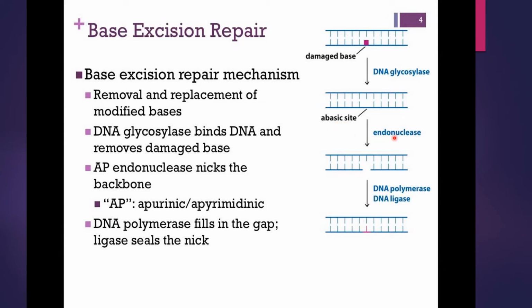Endonuclease is that enzyme which cuts the nuclear DNA from inner sequences, while exonuclease is that enzyme which cuts the DNA from the extremities. So endonuclease cuts that abasic site of the DNA strand. Further, polymerase adds this nucleotide in that space, and the ligase fills up the gaps.